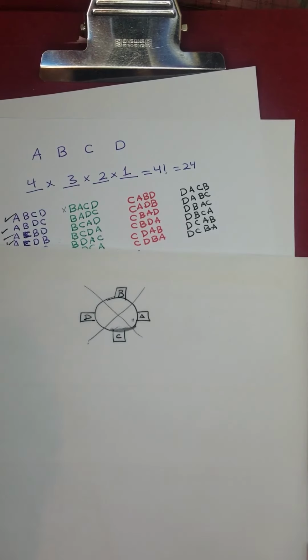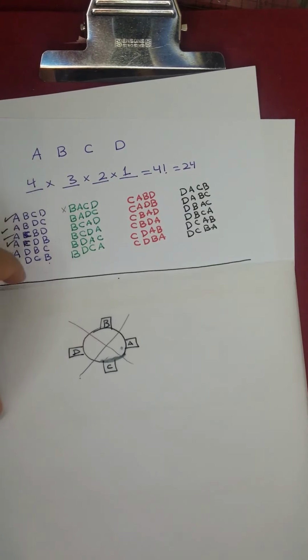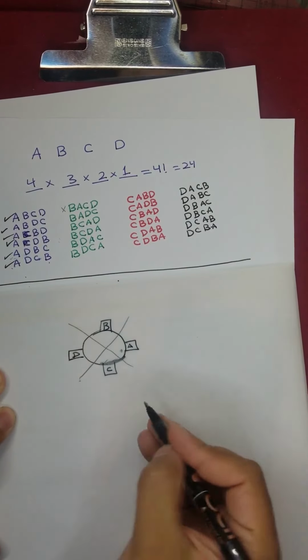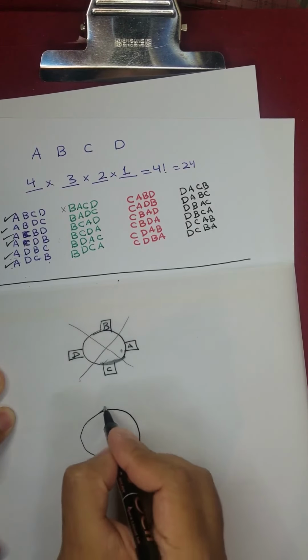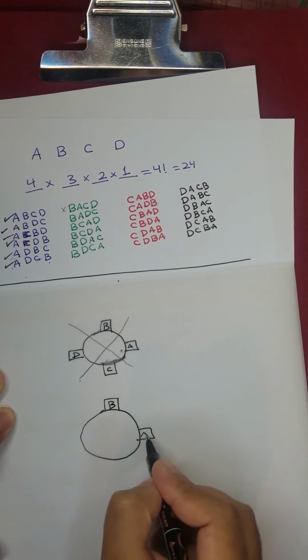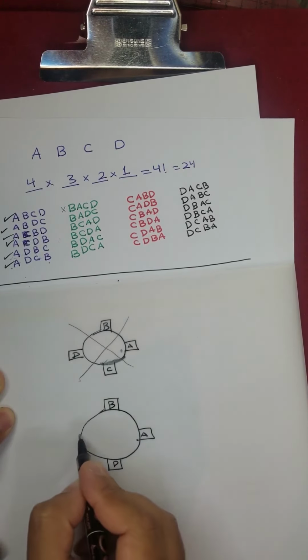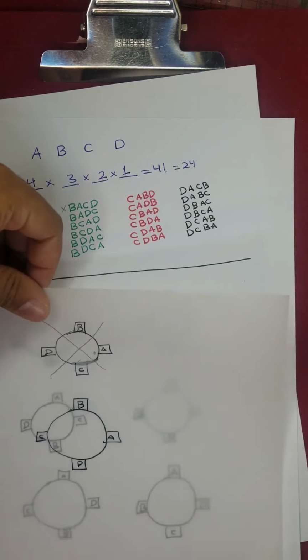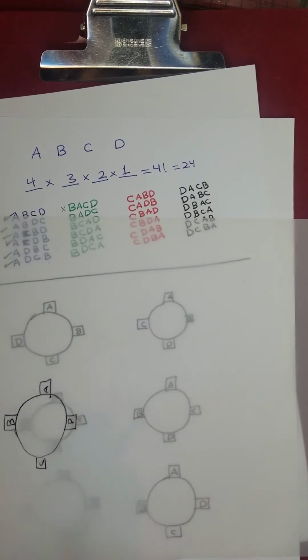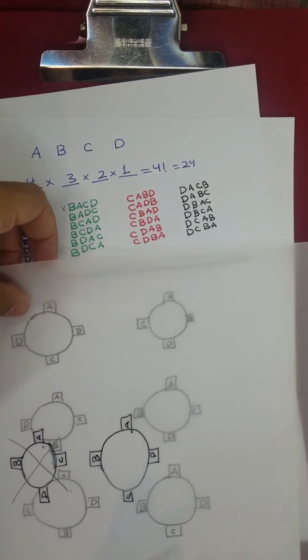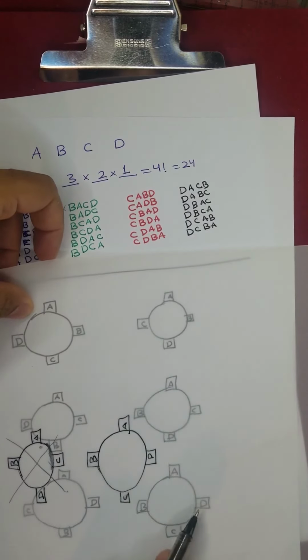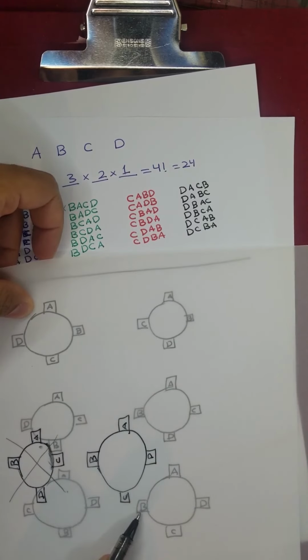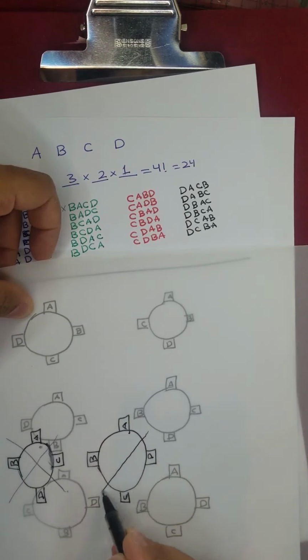Yes, on a straight line it was unique. But around the circle, no. We rotated the circle and we got the same thing. Let's try another one. So B, A, and then D, and then C. I'm trying this one, B, A, D, C. Is it unique? Let's rotate it again. I have A, then D, then C, then B. It's the same arrangement. This arrangement and this one are the same. So we simply reject this one as well.